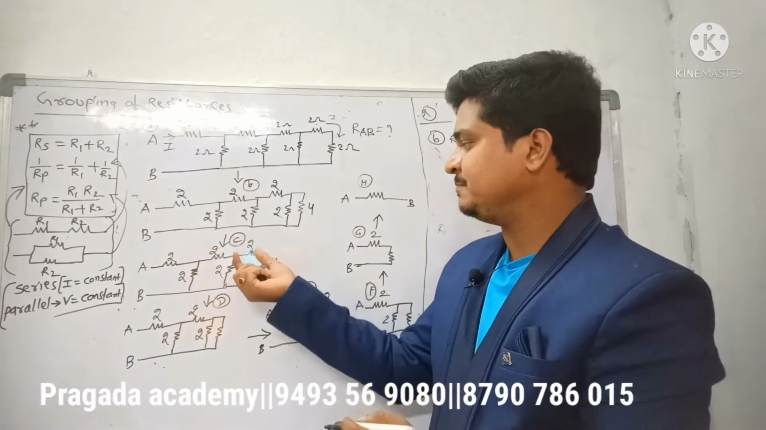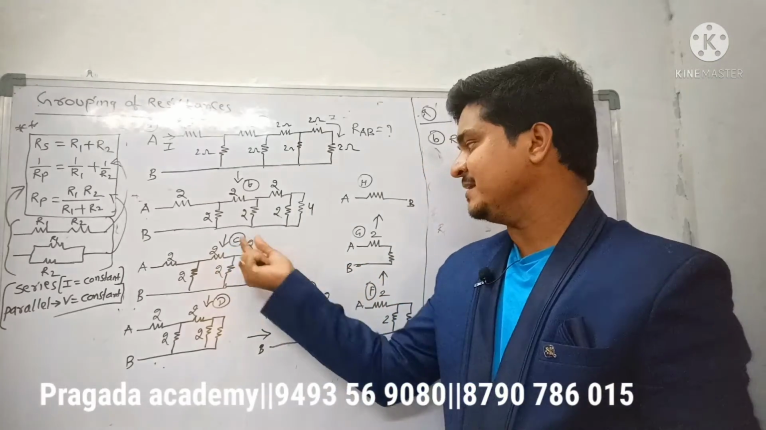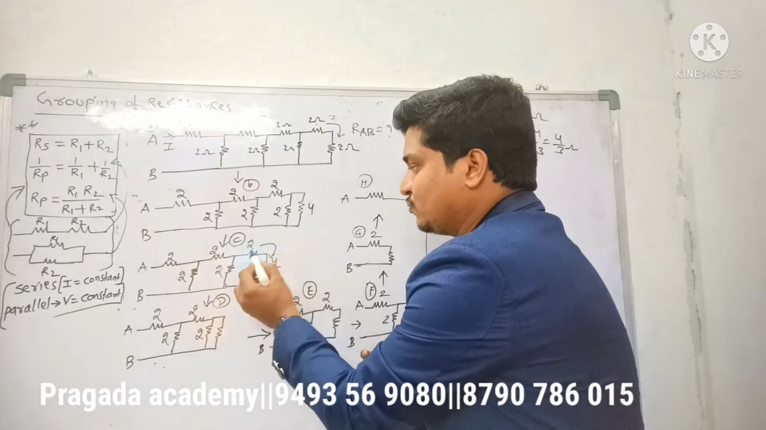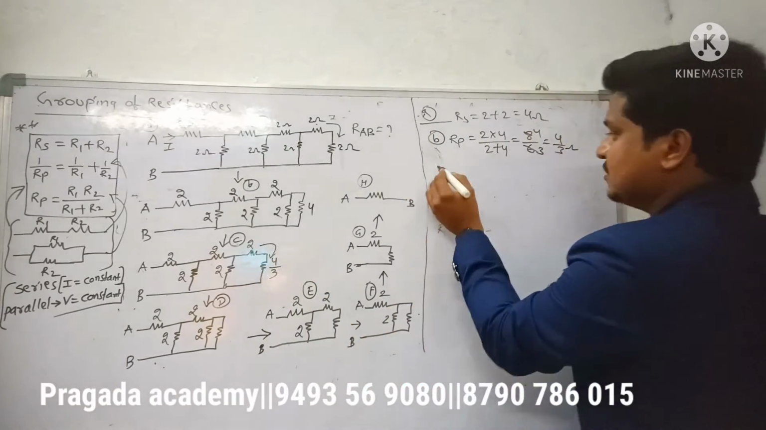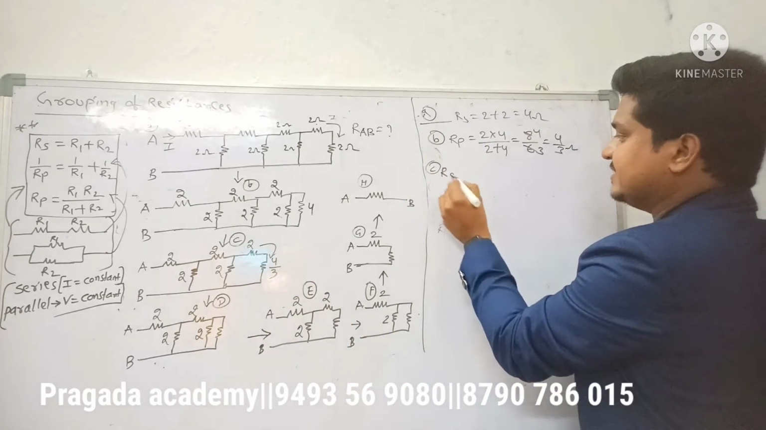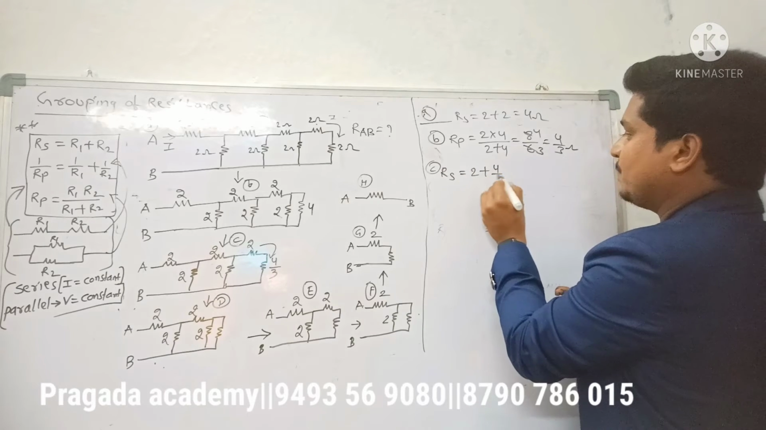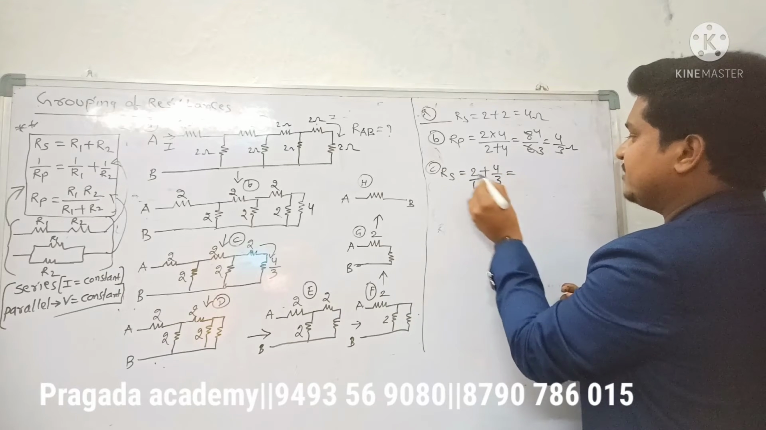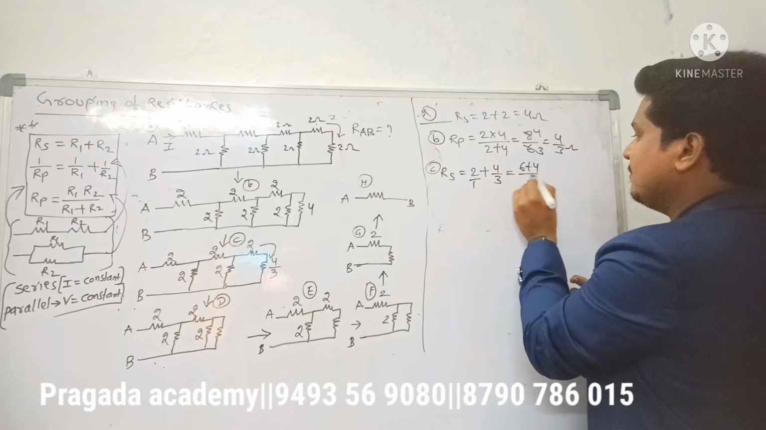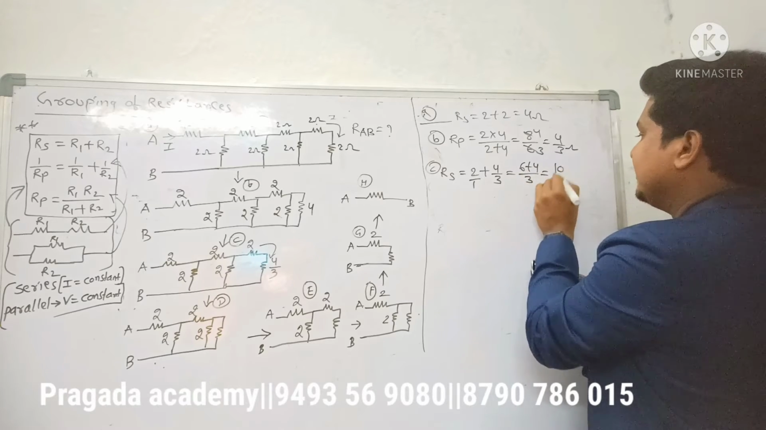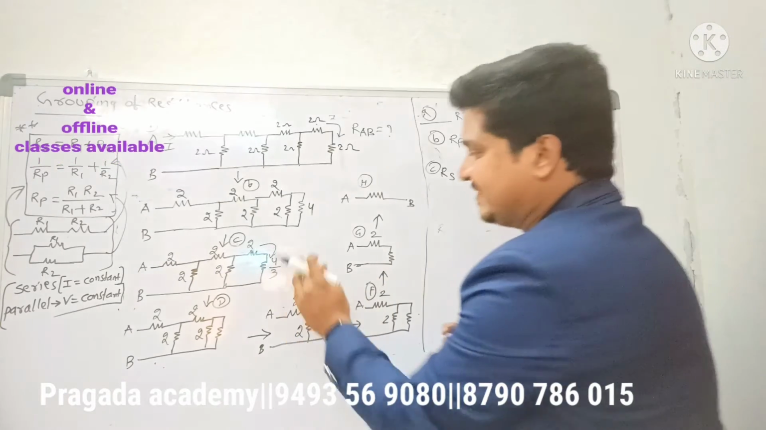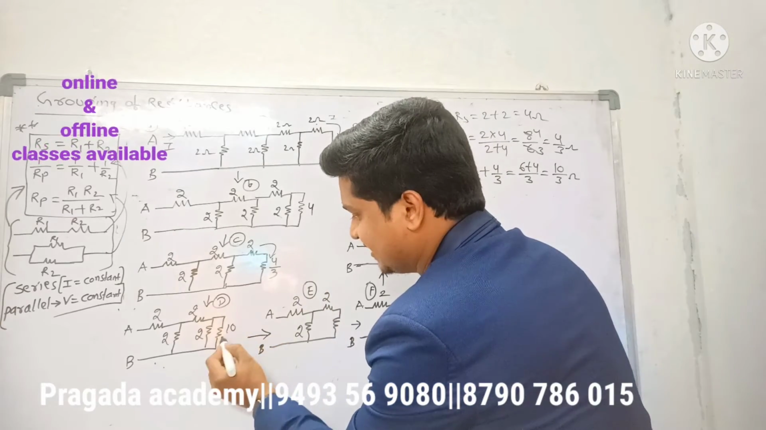Coming to step C, here 2 and 4 by 3 are in series. Why? Because the same current will flow through the 2 and 4 by 3. So at step C, you can apply R series. So 2 plus 4 by 3, 3 will be the LCM, 3 2s are 6 plus 4, 6 plus 4 is 10, 10 by 3 ohm. So in the next step you will write here 10 by 3.